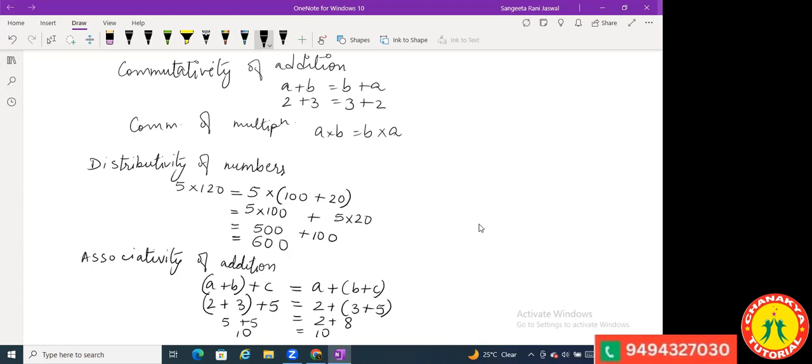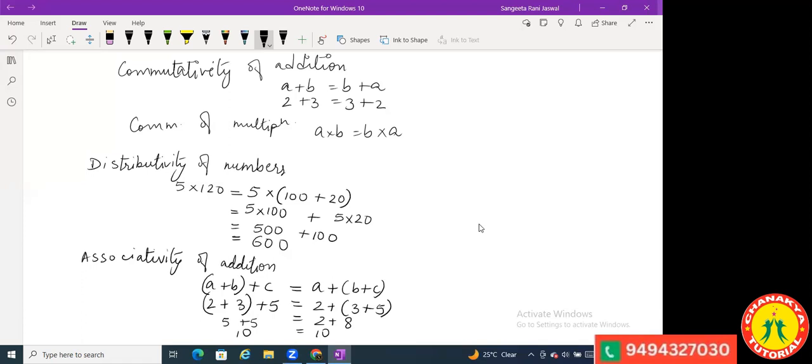You will be studying these rules in your later classes also. In your class 7th also you will study, in class 8th also, in your class 10th also you will study over different applications. So these are very important rules. Don't think that these are just a simple thing. Commutativity is in any order you add up the numbers, the answer will be the same. Either you add, either you multiply.